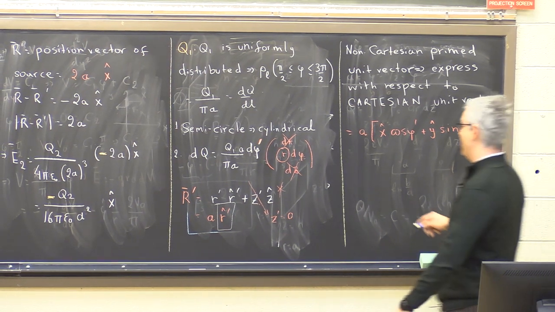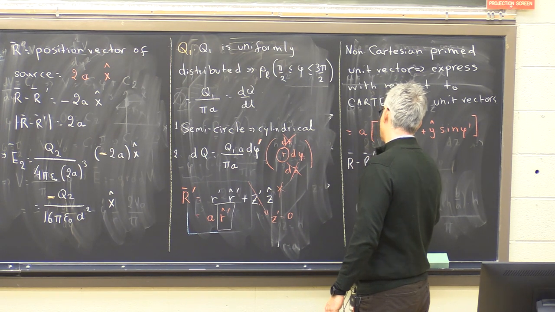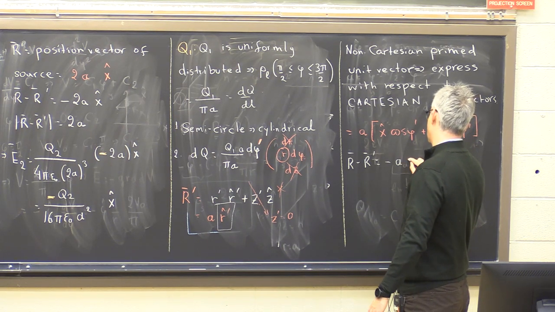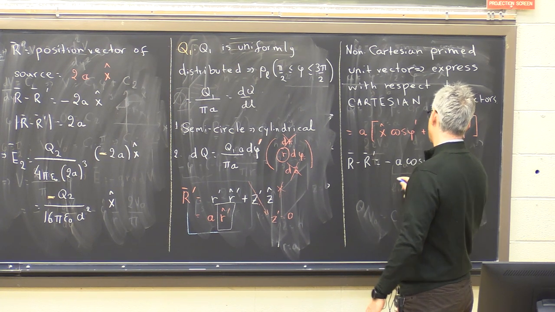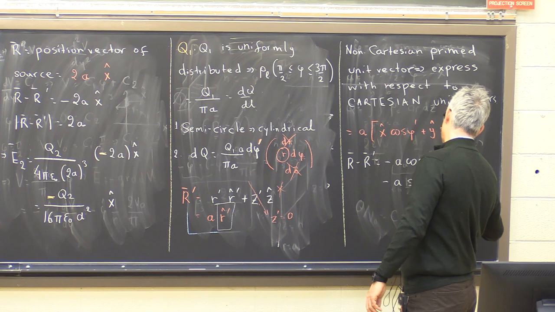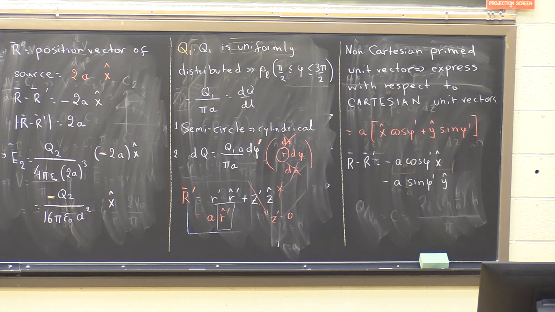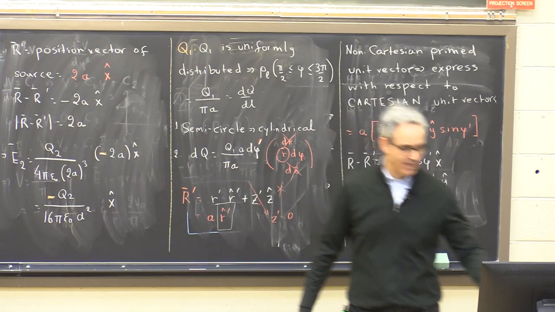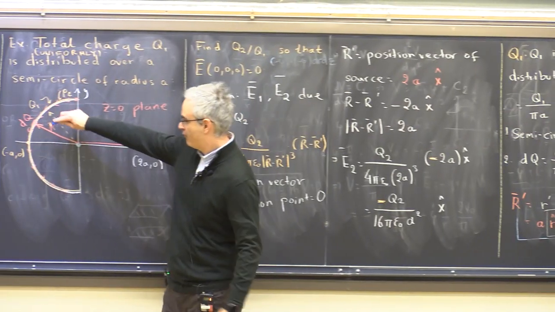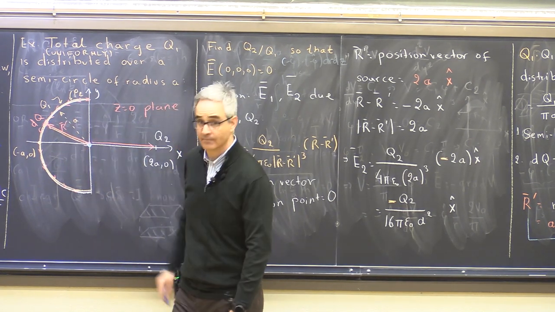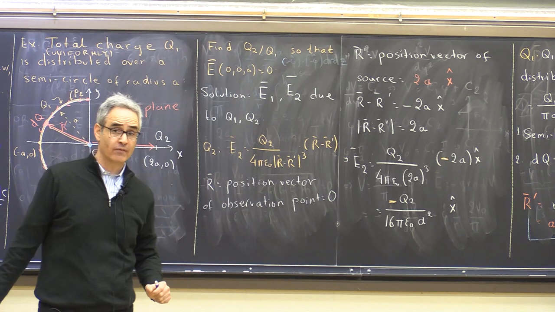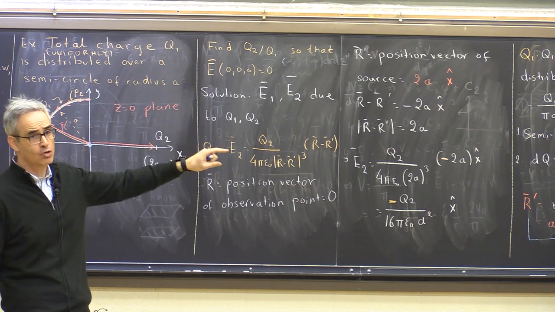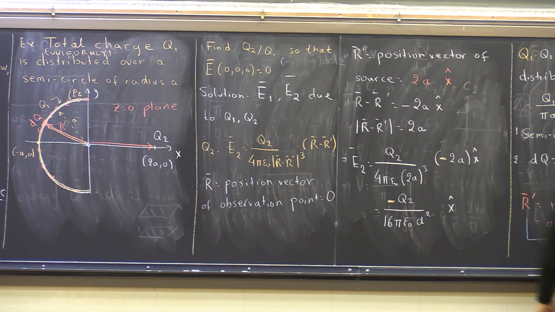Okay. So r minus r primed is equal to 0 minus... so this is r minus r prime, and the magnitude of this vector, as you would expect, is basically the distance from the source, from dq to the origin. So the length of this vector is basically the radius of the semicircle. So a squared cosine phi squared plus a squared sine phi squared gives you a squared, over a square root, is a. So this will be a.